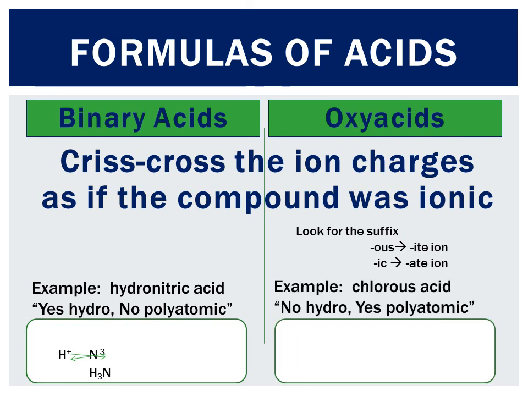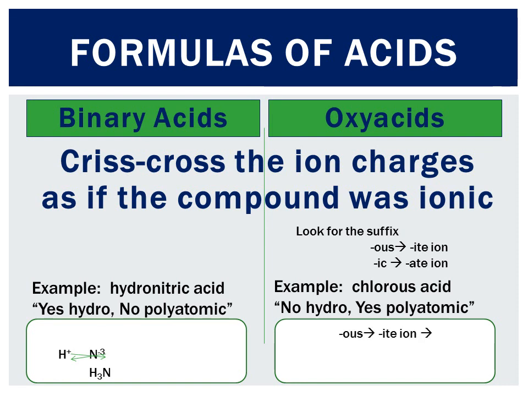If we look at our oxy acids, we're looking for the suffix. You can ask yourself, look for the hydro. If there's no hydro, say yes, polyatomic, or yes, O. No hydro, yes, O. That means you need to look for the suffix. If it's OUS, you replace it with ite. If it's IC, you replace it with ate. Here I have chlorous acid. I'm going to replace the ous with ite, and I have a chlorite ion.